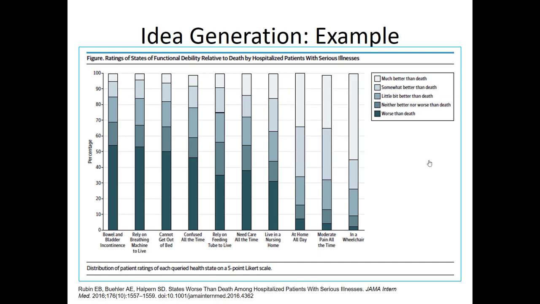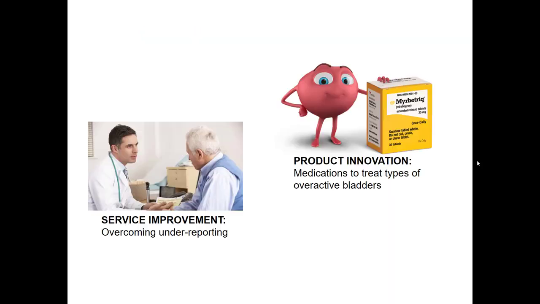Now, this research is clearly not specific to a specific marketing issue. However, at this stage in the marketing process, it could be useful for idea generation. Other medical research has shown that older adults tend to not report that they're dealing with bowel or bladder incontinence, and instead they just accept it as a normal part of aging. For a marketer, this could be an opportunity for service improvement. In other words, improving the bedside manner of doctors and nurses, encouraging situations where older adults are capable of expressing these types of issues that they're dealing with so that they get the care they need.